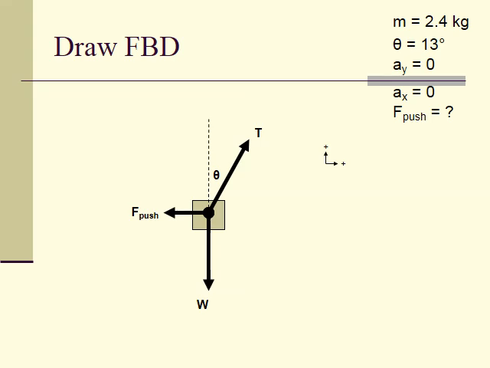So if we draw a free body diagram, we should get something that looks something like this, where we have a weight downwards, also known as force of gravity. The boy is pushing horizontally, as described earlier, and then the rope, because it's at an angle of 13 degrees to be specific, with respect to the vertical, the tension's off at an angle as well.